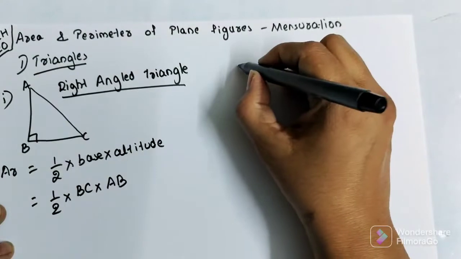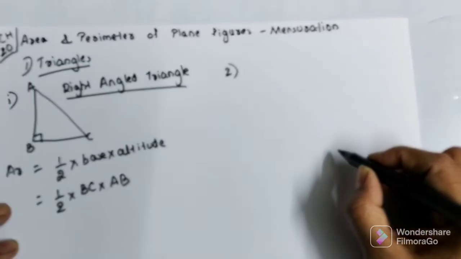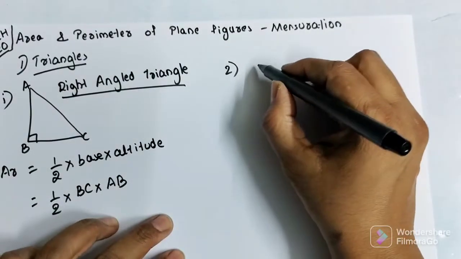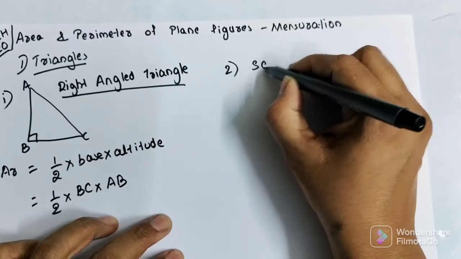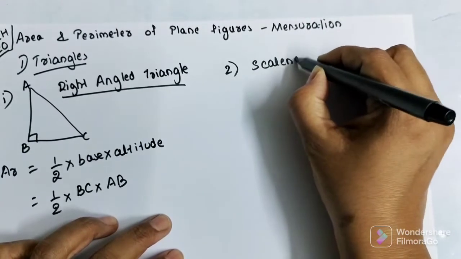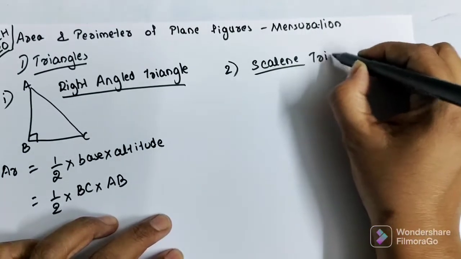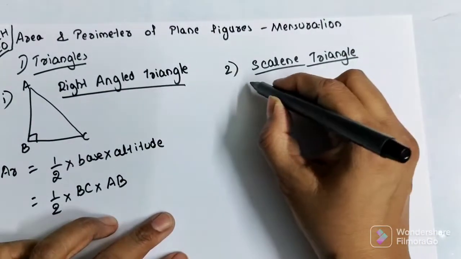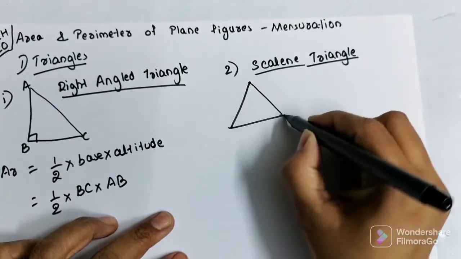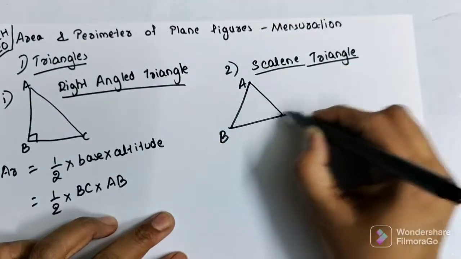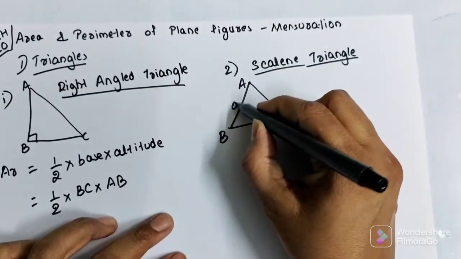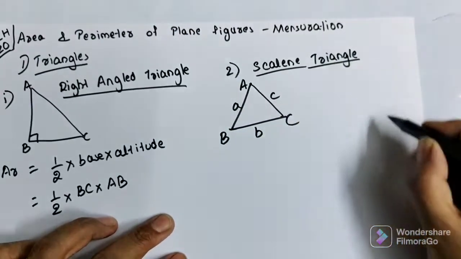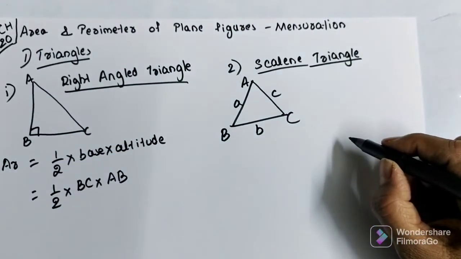Coming to the second type of triangle, we will use the triangle called a Scalene triangle. Now what is the definition of a Scalene triangle? A triangle in which all the sides are different, right? That is the definition of a Scalene triangle. So imagine we have a triangle here, A, B, C, and let's take this as side A, this as side B, this as side C.